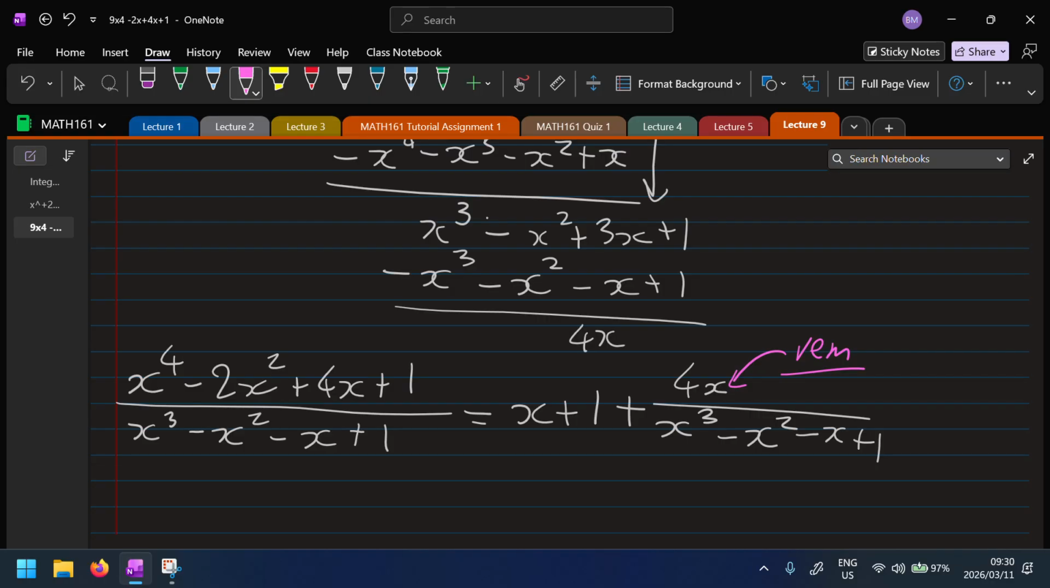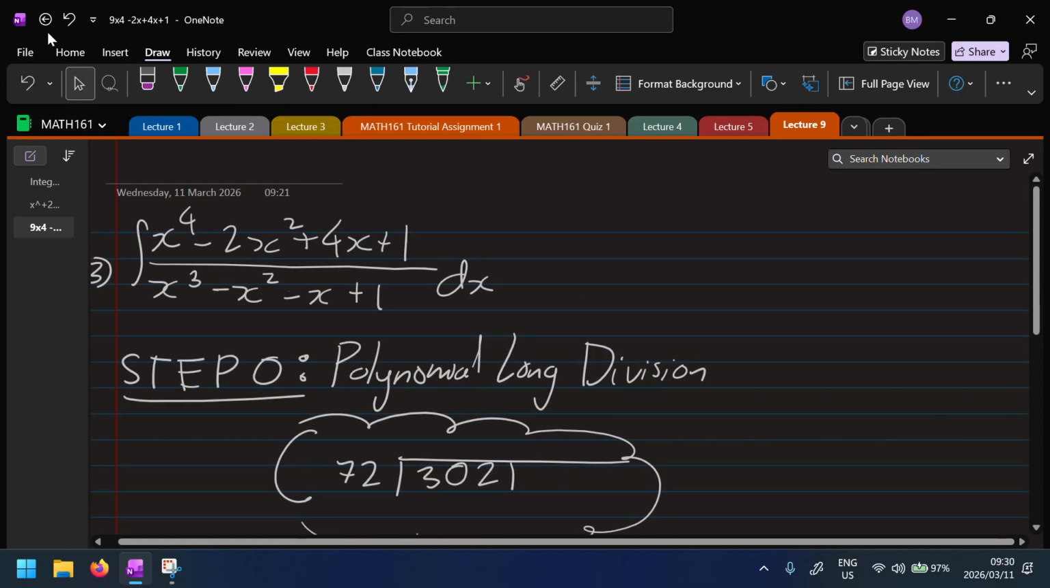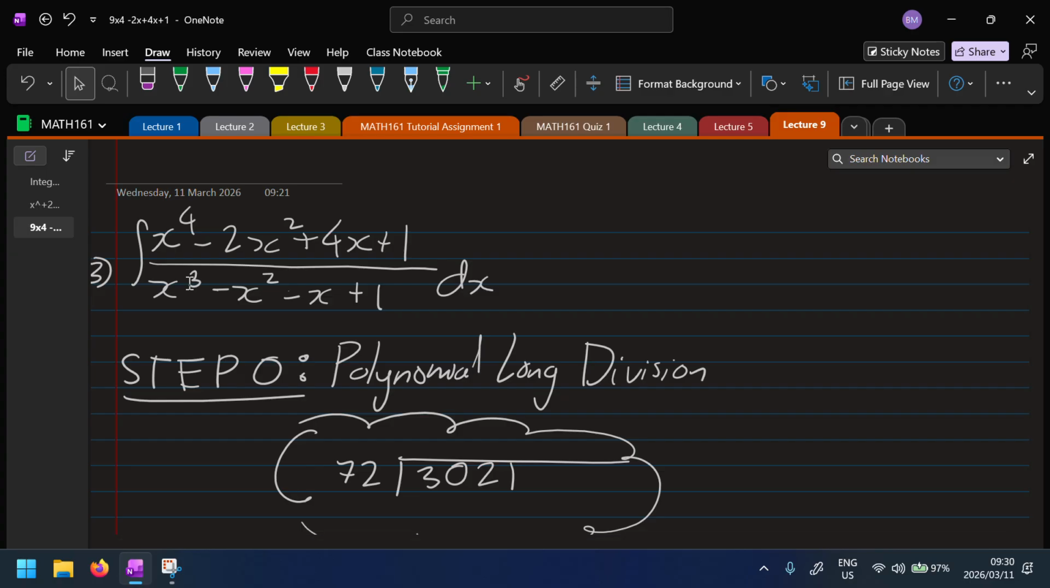Okay, so please, if you're a bit uncomfortable with the long division, please do a few of those practice problems in the tutorial. This you're going to see quite a bit, especially when you have a high degree at the top and a lower degree at the bottom, then you have to do this long division. There's no way around it. You have to do that step 0.